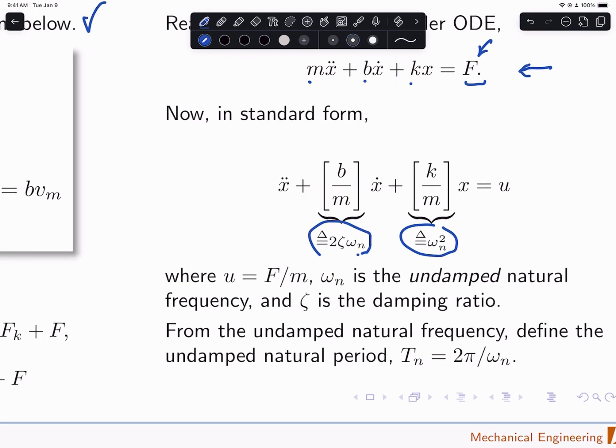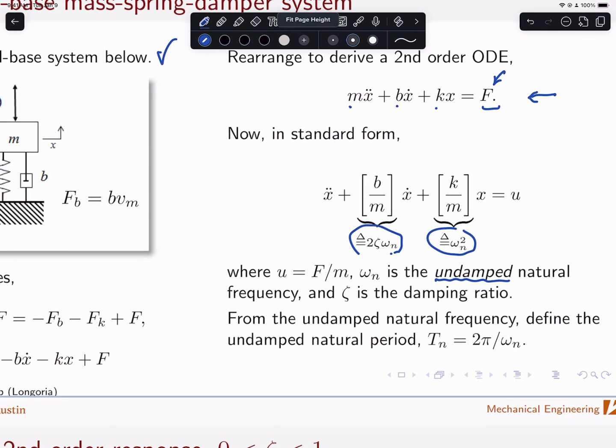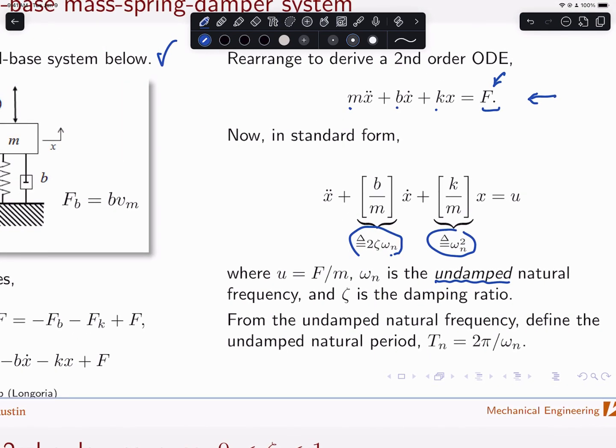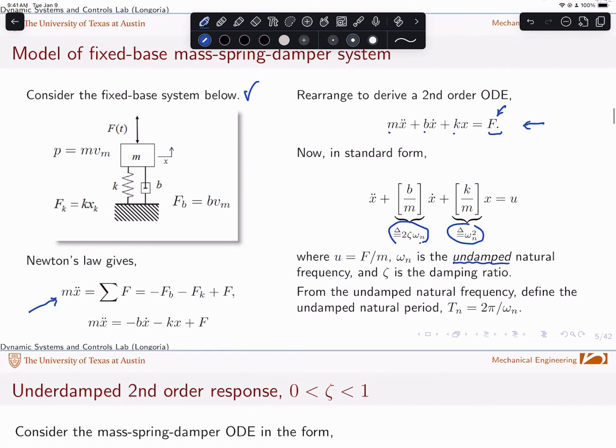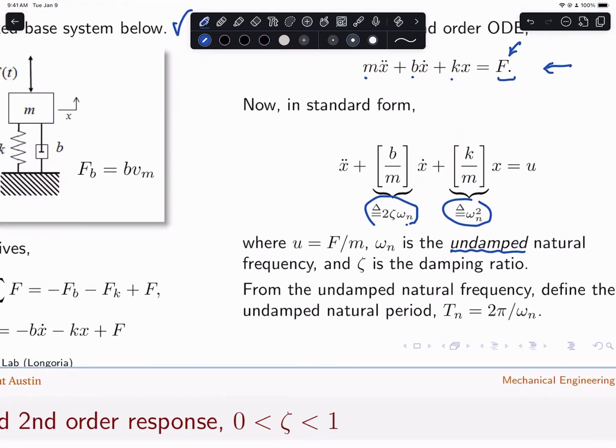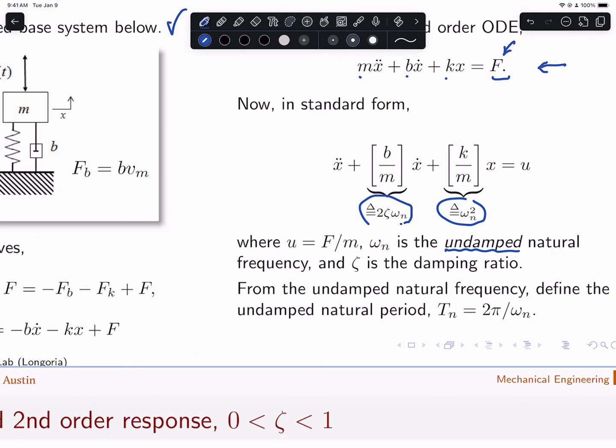You have zeta, which is the damping ratio, and then the omega sub n, which is the undamped natural frequency. And part of what we're going to be doing in the lab is trying to estimate these parameters from data and also from what we know about the actual system. Just again, some relations that are useful.